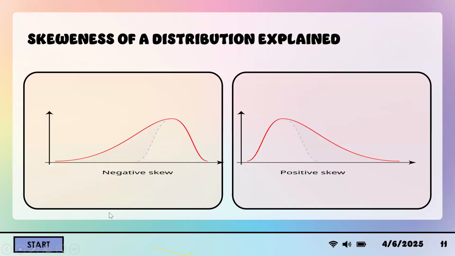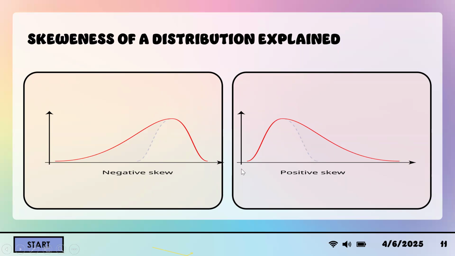So, the skewness of a distribution is explained here, as you can see along the x-axis and along the y-axis. There should be a mean, there should be a mode, and a median.